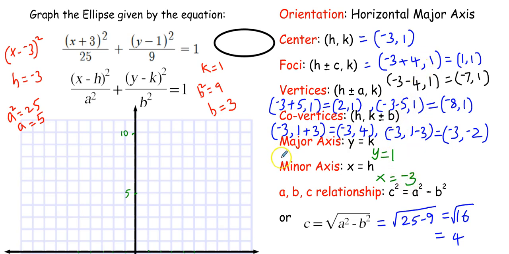So all the points are obtained. Now we just have to locate them on this graph. I have my center here, that is negative 3 comma 1. First focus is 1 comma 1. Second focus is negative c comma 1. One end of the major axis, that is the first vertex, is 2 comma 1, and the other one is negative 8 comma 1. Then you have negative 3 comma 4 as a co-vertex, and the other co-vertex is negative 3 comma negative 2.